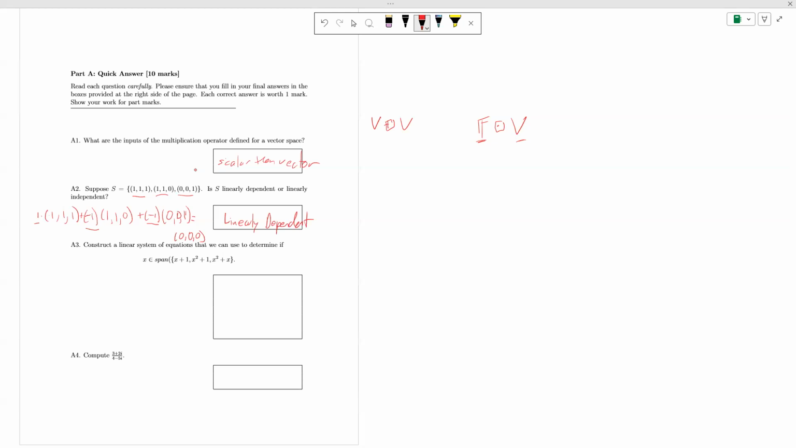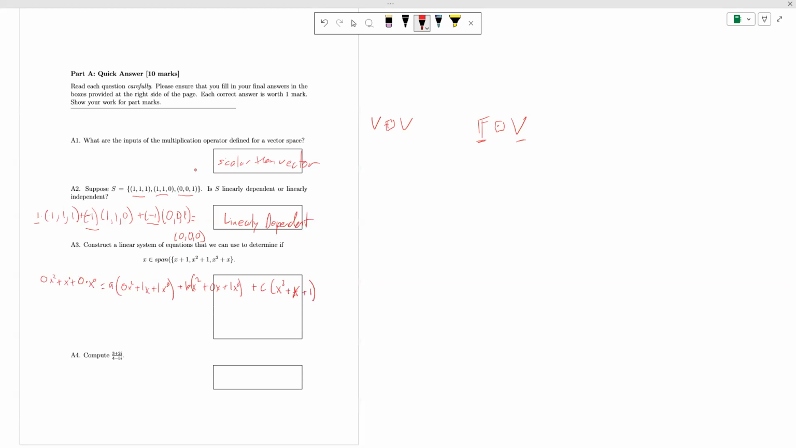Now here we want to set up a system of equations to determine if x is in this span. So here what we have is 0x squared plus x plus 0 times x to the 0 is equal to, and now our first variable, we're going to be asking, is it equal to a times 0x squared plus 1x plus 1 times x to the 0 plus bx squared plus 0x plus 1x to the 0 plus c x squared plus x plus 1.